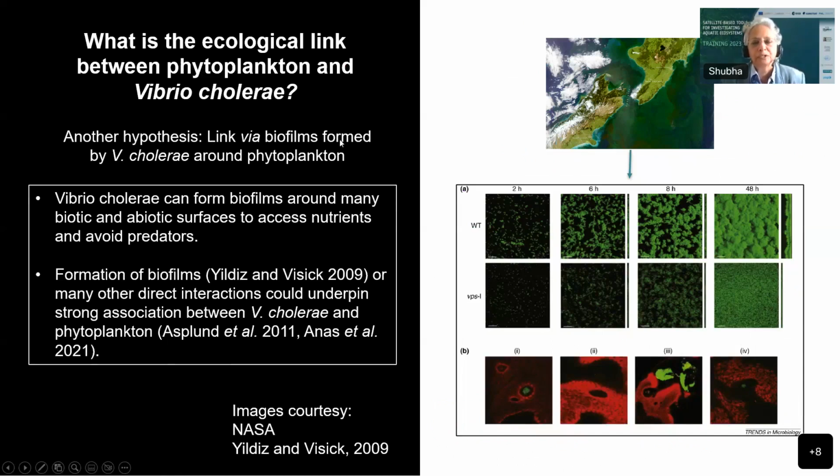These are films that Vibrio cholerae can form around many substances, whether they are biotic or abiotic. The formation of these biofilms is supposed to facilitate their access to nutrients and can also serve to avoid predators. But it need not be biofilms. It could also be, as we have seen, other ways of directly linking phytoplankton and Vibrio, but without the necessary intermediacy of zooplankton.